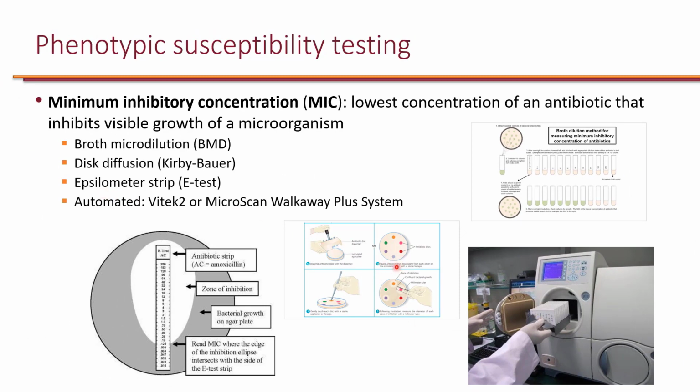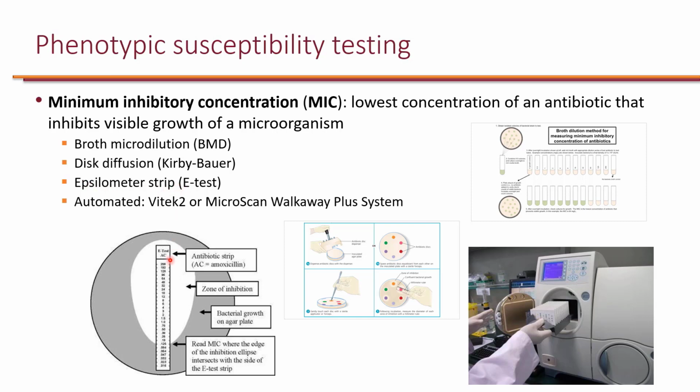disk diffusion only tells you if it's susceptible, intermediate, or resistant. It doesn't really give you the MIC. Okay, so broth microdilution will give you the MIC, and based on the MIC, we can decide if an organism is susceptible, intermediate, or resistant to the given antibiotic. This diffusion only tells you if it's susceptible, intermediate, or resistant without the MIC. So another way to get the MIC is the e-test.